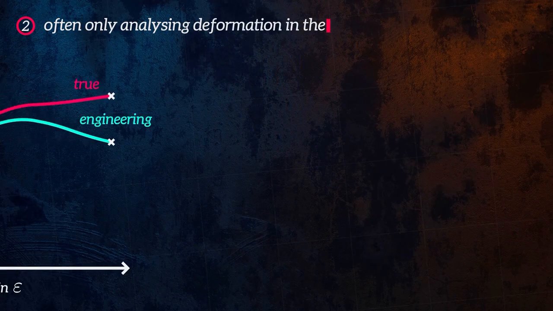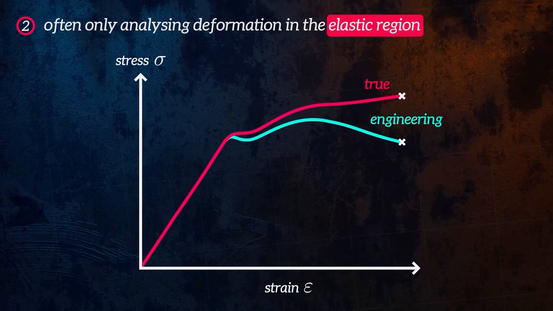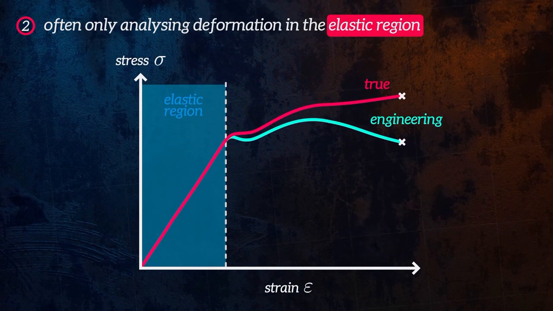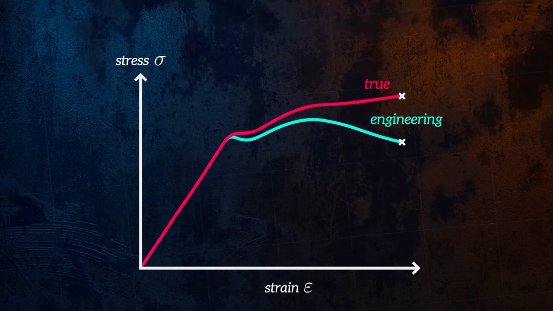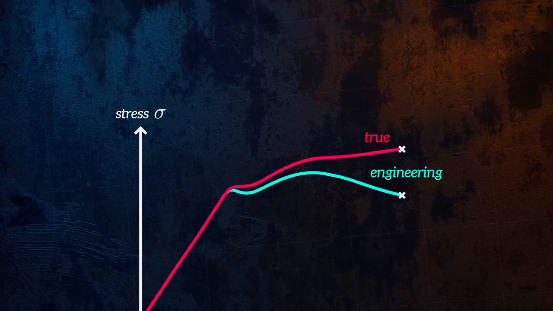And secondly, most of the time we are only analyzing or designing things which deform within the elastic region. As you can see here, the engineering and true curves are very similar for small strain values. But for cases where we have large plastic deformation, the difference between the 2 curves becomes significant. This is in large part due to the sudden reduction in the cross-sectional area of the test piece when necking occurs. When assessing cases where we have significant plastic deformation, it becomes important to use the true stress-strain curves.